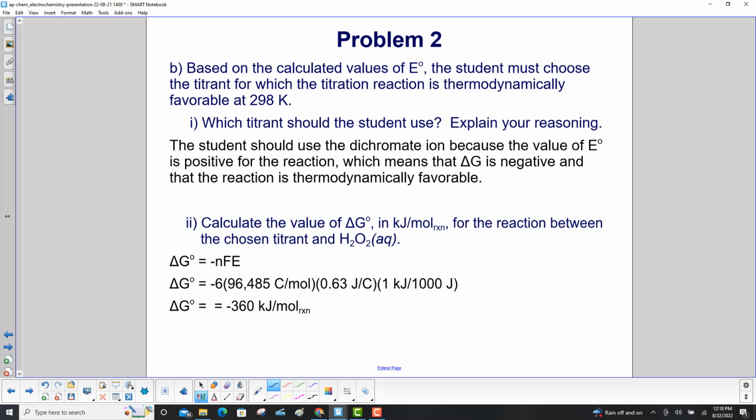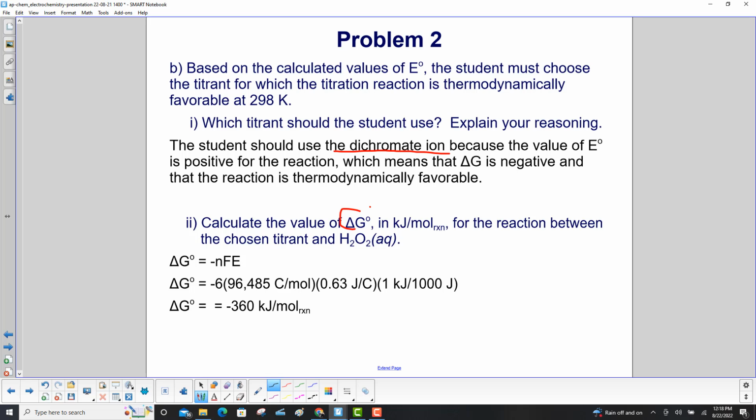Based on the calculated values of E0, the student must choose the titrant for which the titration reaction is thermodynamically favorable at 298 K. Which titrant should the student use? Explain your reasoning. The student should use the dichromate ion because the value of E0 is positive, which means that delta G is negative. Remember, they're opposite in sign, and the reaction is thermodynamically favorable.